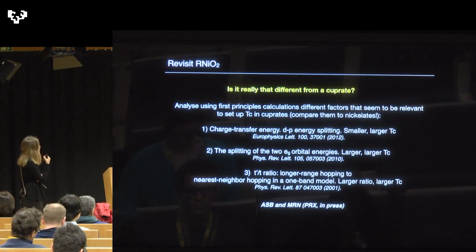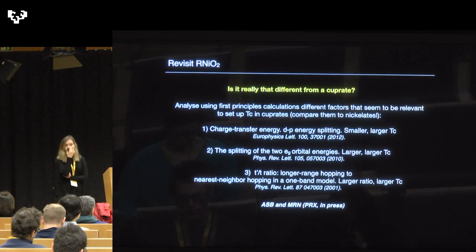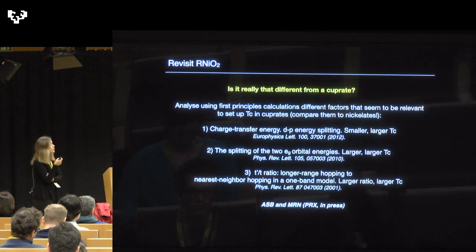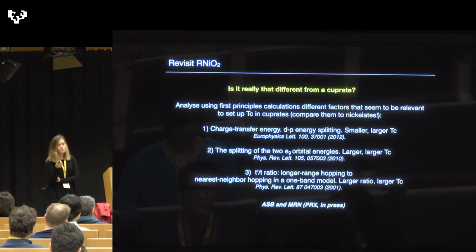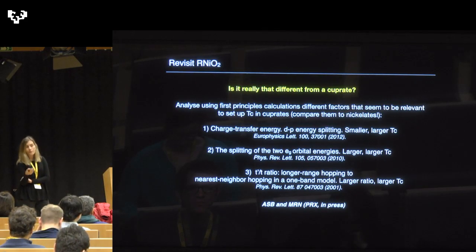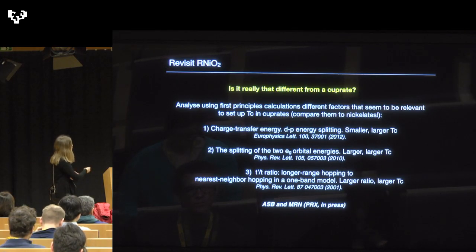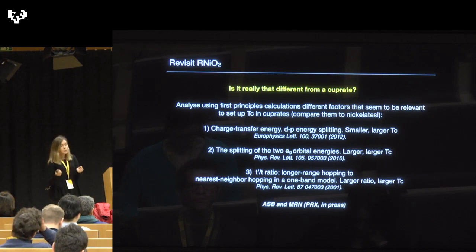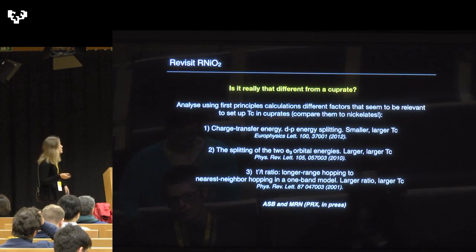And the question that we wanted to address is: is this material really that different from a cuprate, or is there something that we overlooked? The way in which we wanted to address this question was by analyzing, using first principles calculations, different factors that seem to be relevant to set up Tc in the cuprates and compare them to the nickelates. The factors that we wanted to look into were the charge transfer energy, or the d-p energy splitting, and in cuprates at least, the smaller the splitting, the larger the Tc. The easier it is, if you like, to form singlets.